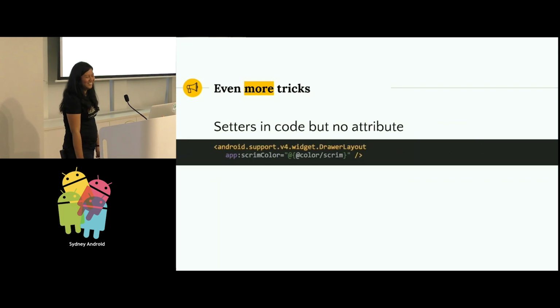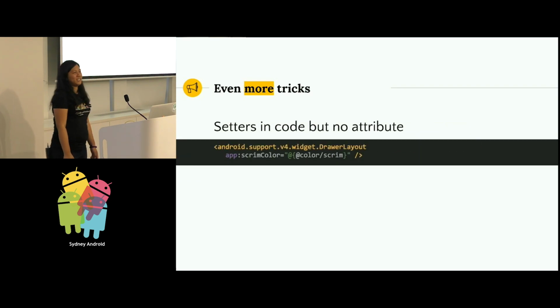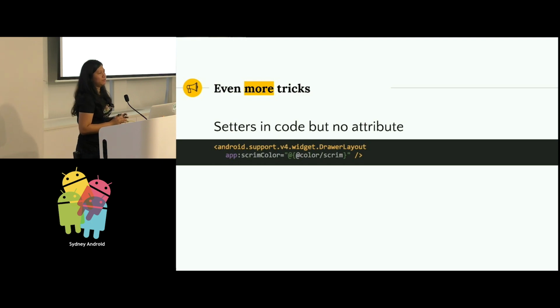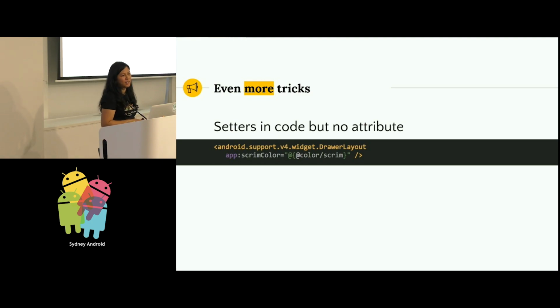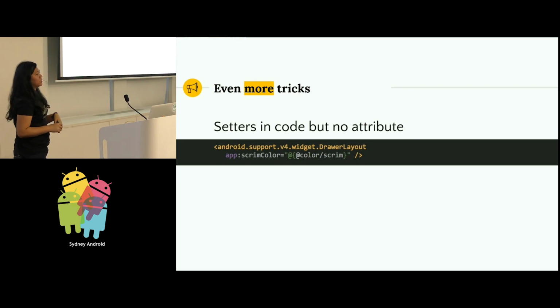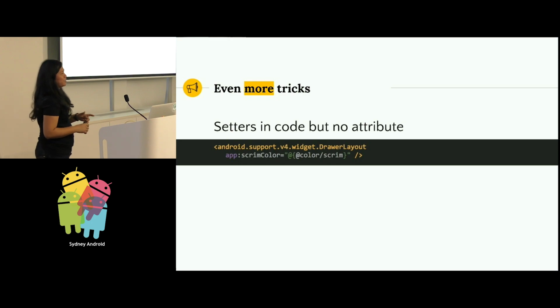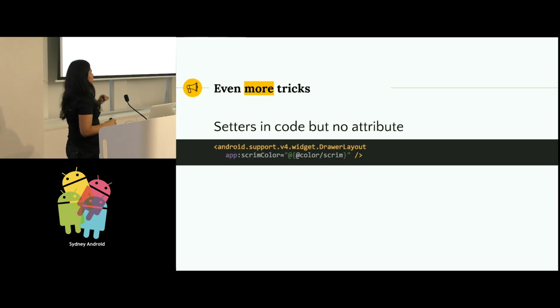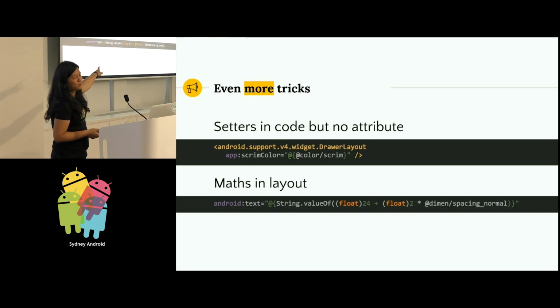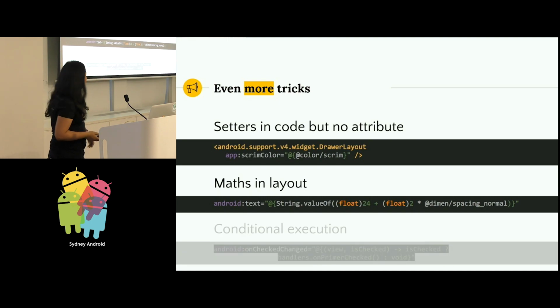For things that have setters in code, such as drawer layout, if you want to set the scrim color, for instance, you have to do it in code currently. But with data binding, since there is a setter for scrim color called setScrimColor, and I mentioned it looks for setters, just omit the set word. You can use that directly. And maths, don't do this. I'm just showing you can do this, but don't do this. But you can, but don't.